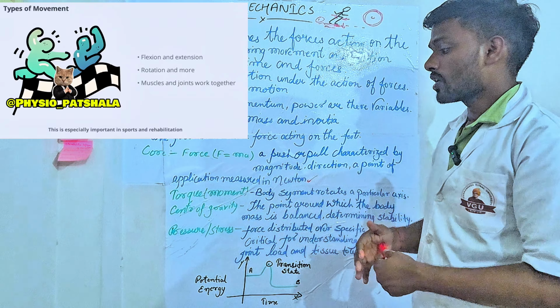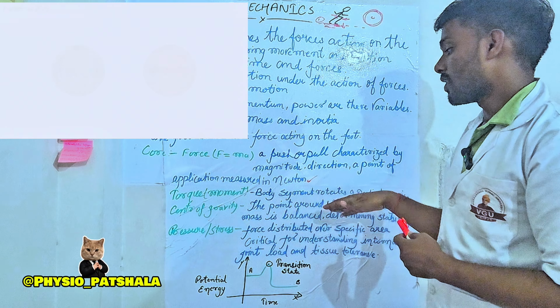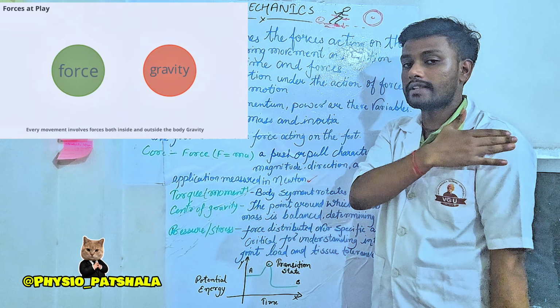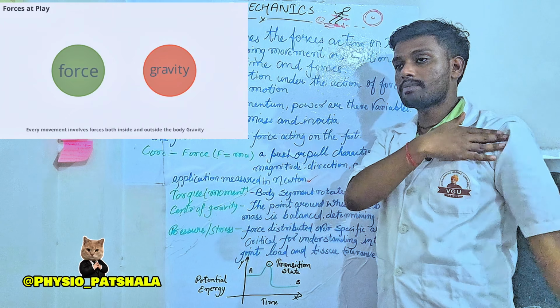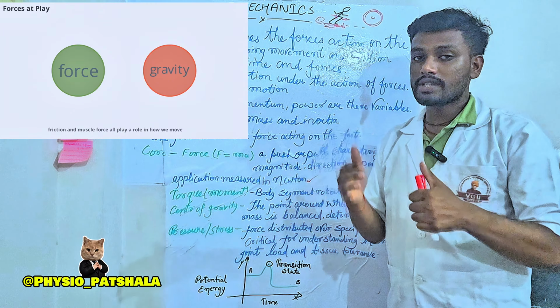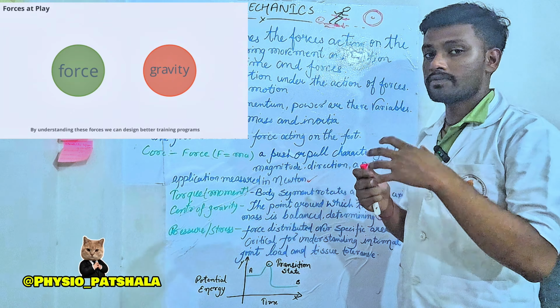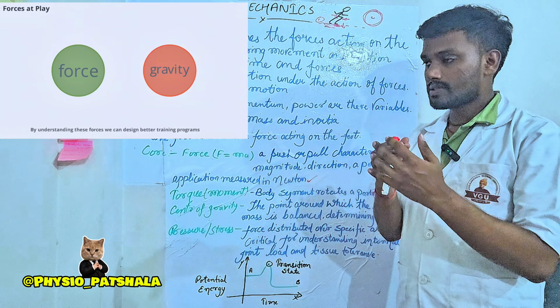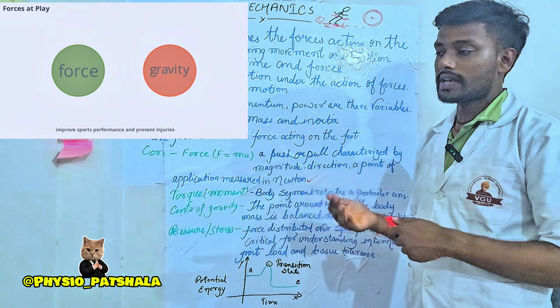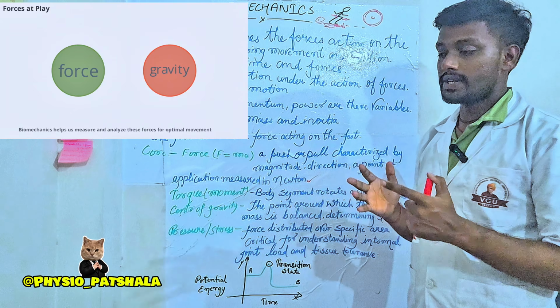Torque is the movement where a body segment rotates around a particular axis. Take an example: this is the axis, and we have to perform the circumduction movement of the shoulder. So torque is there, and the muscle has to perform its activity, which is considerable with respect to the movement that has to be done by the particular joint segment.